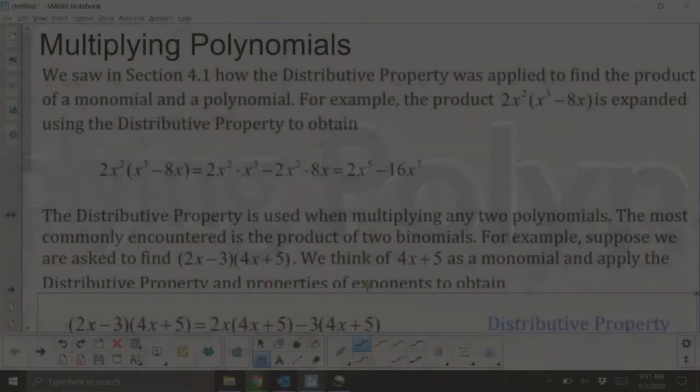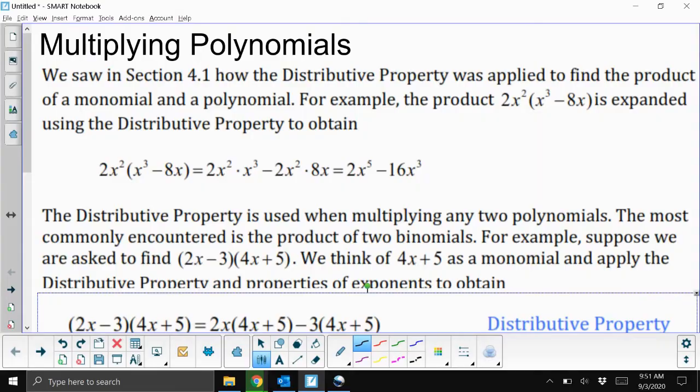All right, so welcome back to a new chapter. I'm sorry, let's start over. Welcome back. Today we're going to be talking about multiplying polynomials.